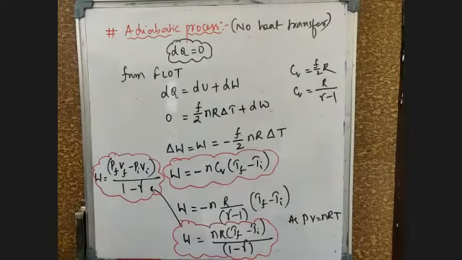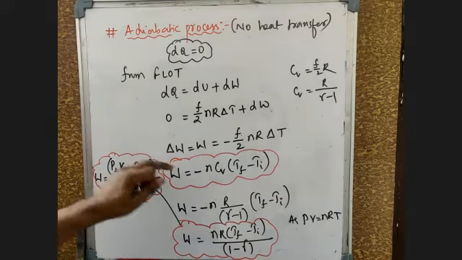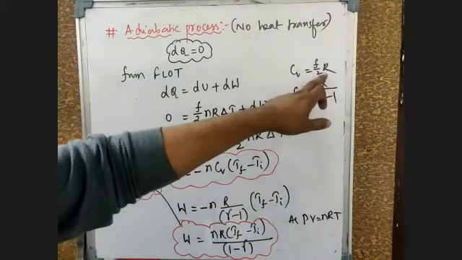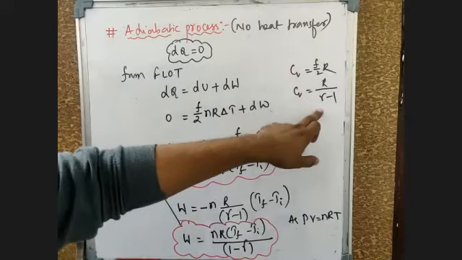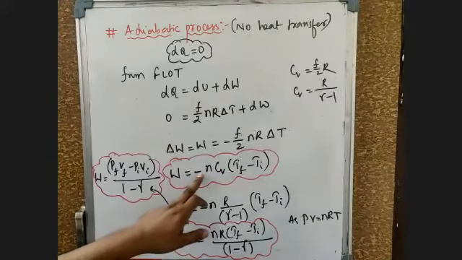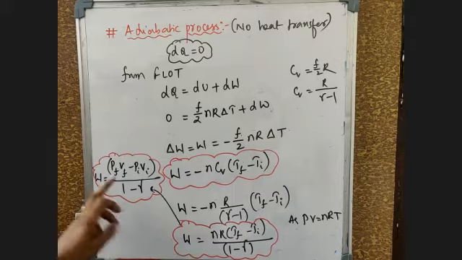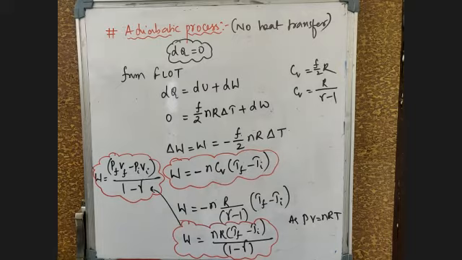Adiabatic process is nothing but the process in which there is no heat transfer. That means dQ value will become 0. So from the first law of thermodynamics, dQ is equal to dU plus dW, and dQ is 0. Simplifying it, we get W is equal to minus of f by 2 R, which is nothing but CV, and CV in terms of gamma is R by gamma minus 1. So work done is equal to minus n CV into T final minus T initial. I am writing it in different forms: when temperature and gamma are given, you can use this formula, or when pressure, volume and gamma are given, you can use this formula. These are the different forms of work done in the adiabatic process. Clear? Yes, sir.